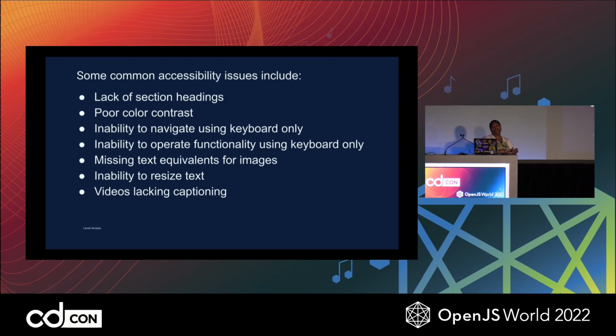So some common accessibility issues include lack of section headings, poor color contrast, inability to navigate using keyboard only, inability to operate functionality using keyboard only, missing text equivalents, inability to resize text, and videos lacking captioning.